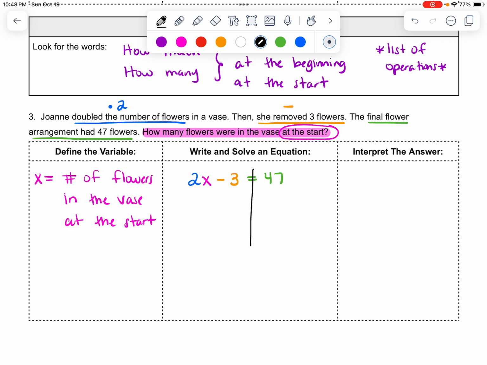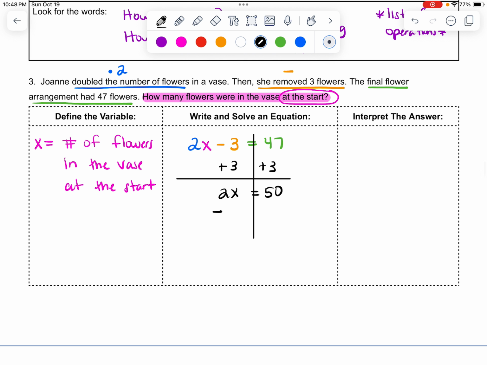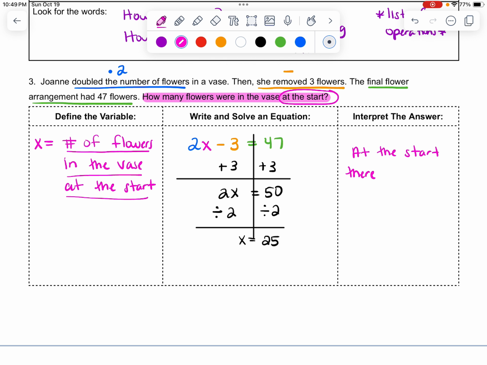Then I'm just going to solve it like normal. So I'm going to add my 3 on both sides. And I get 2x equals 50. Then I'm going to divide by 2 on both sides. And I get x equals 25. To interpret the answer, I'm just going to say that this was the number of flowers in the vase at the start. So at the start, there were 25 flowers in the vase.